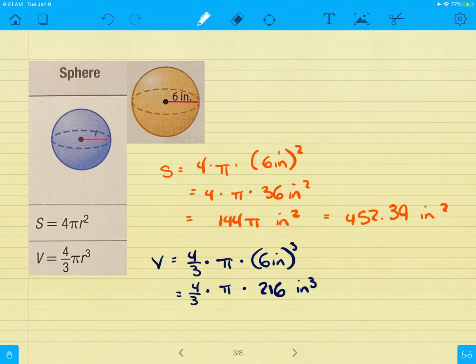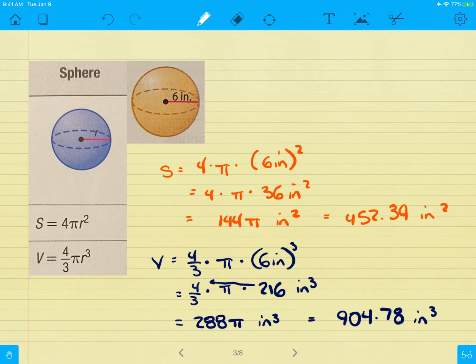So the exact answer is to take 216 times 4 and then divide by 3. So I just take the 216 times the top, divide by the bottom. This ends up being 288 pi inches cubed. That's the exact volume of this object. Now, if you actually want to know what that number is, you take the 288 times pi. And this ends up being 904.78 cubic inches, not centimeters, cubic inches.